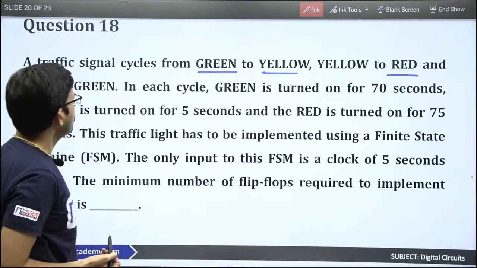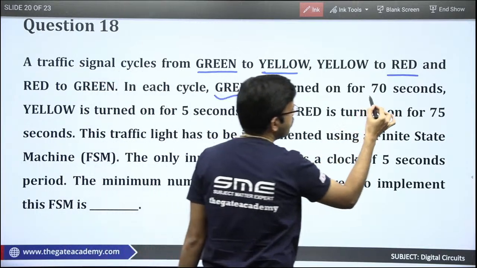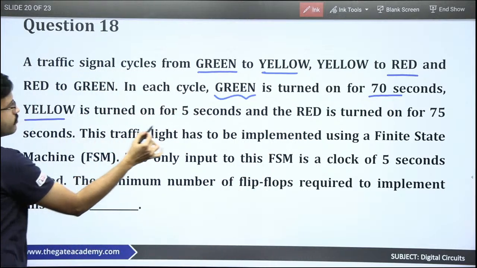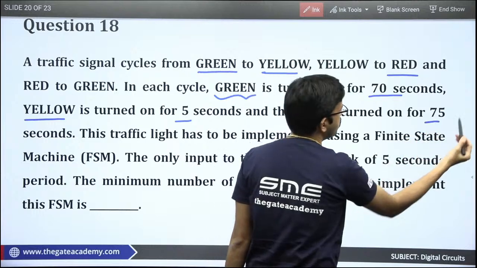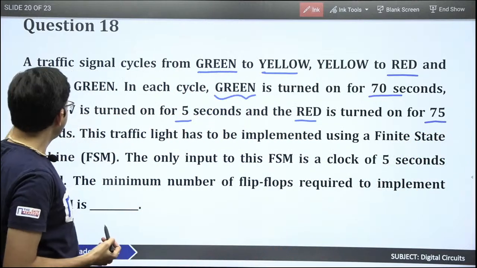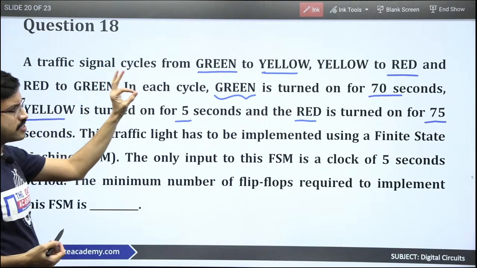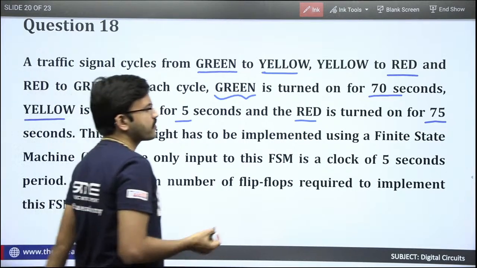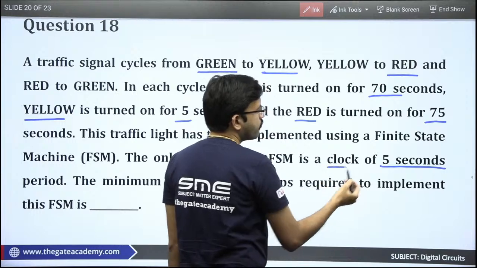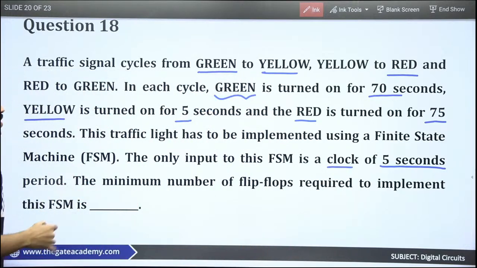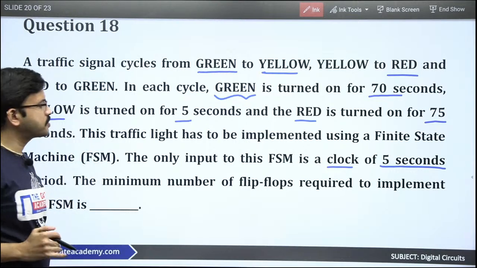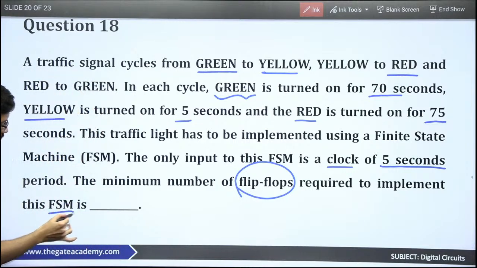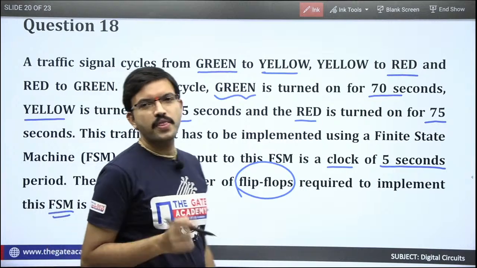Here green is turned on for 70 seconds, yellow is turned on for 5 seconds and red is turned on for 75 seconds. Each light will turn on for a certain duration. For this particular finite state machine, they are giving a clock signal period of 5 seconds. Now if you want to realize this circuit using flip-flops, what is the minimum number of flip-flops required for implementing this FSM? Just apply your common sense, then you will get the correct answer.